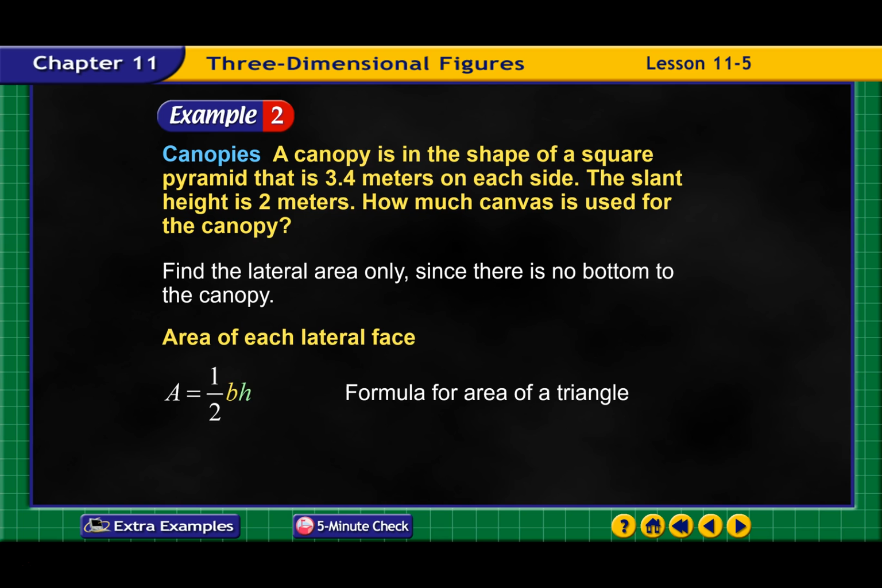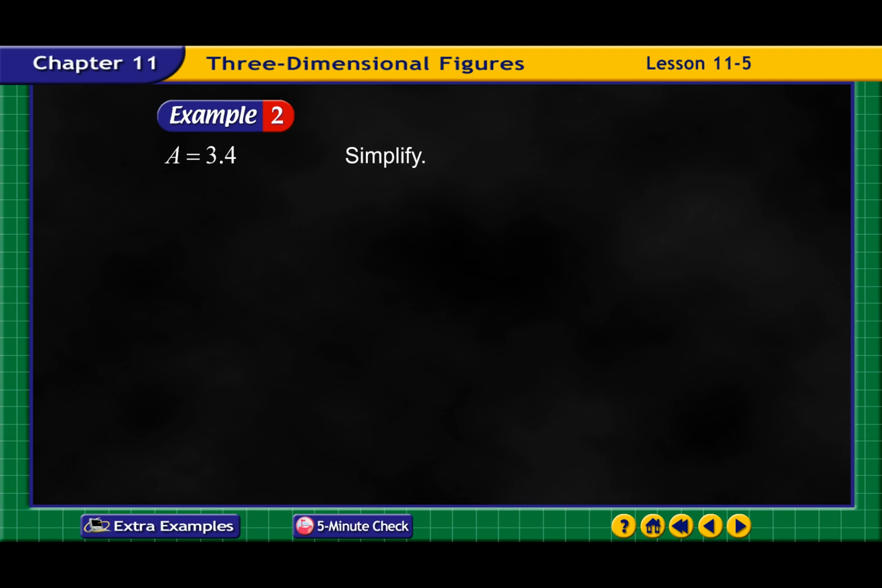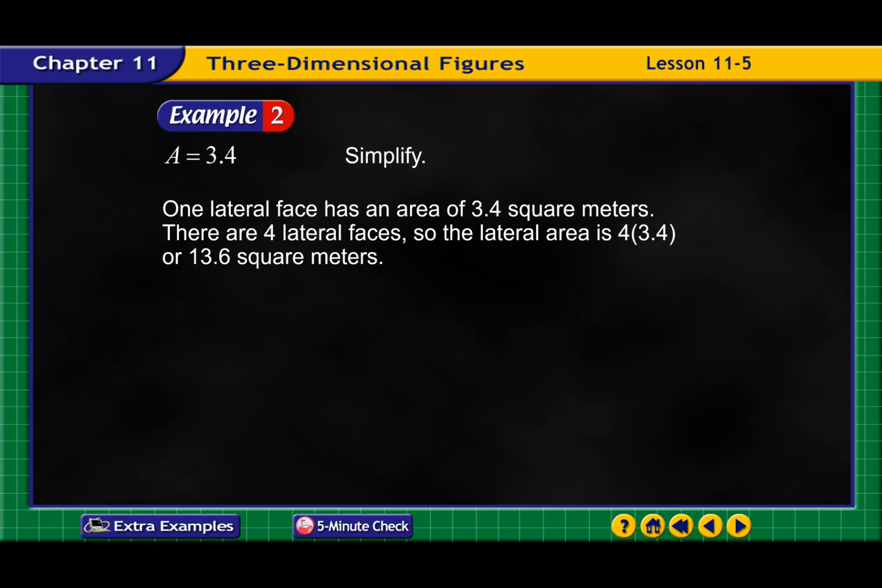Okay, so the lateral area of each face. Remember, we're going to add an S on the outside of that. So the area, we're going to take the slant height, which is 2, and the square base is going to be 3.4. Remember, we're going to multiply that by 4, because there's 4 sides. Simplify it, then multiply it all by 4, which comes out to 13.6 square meters.